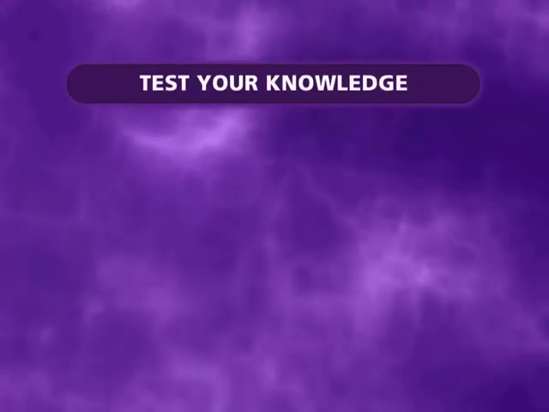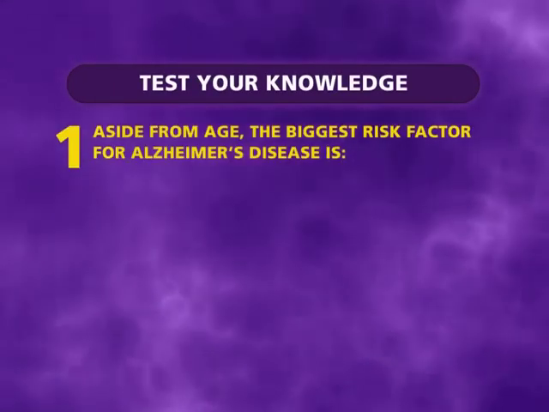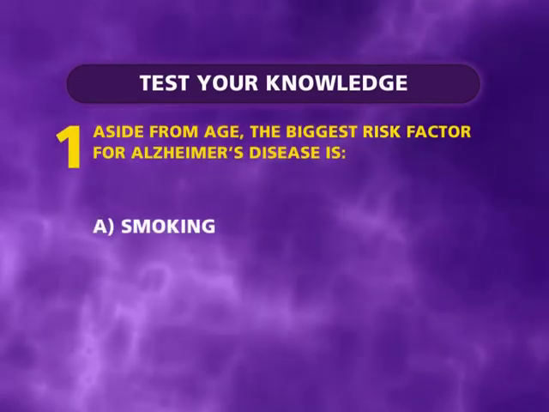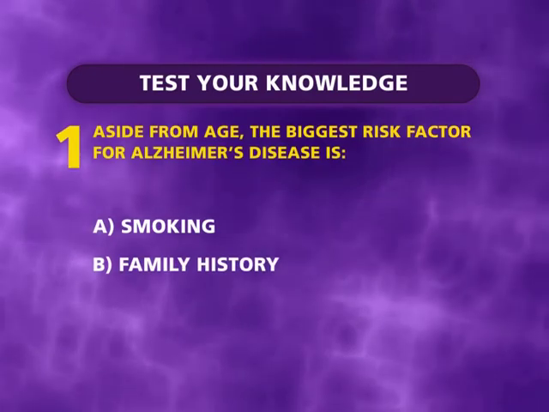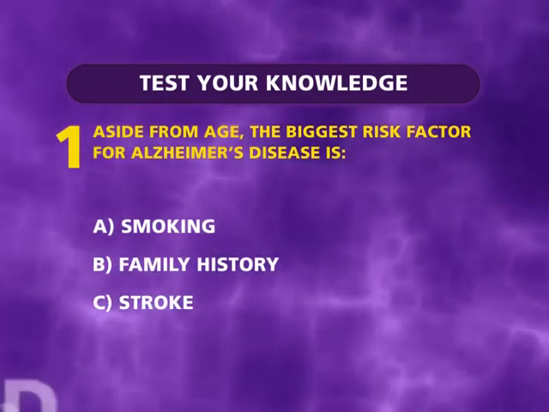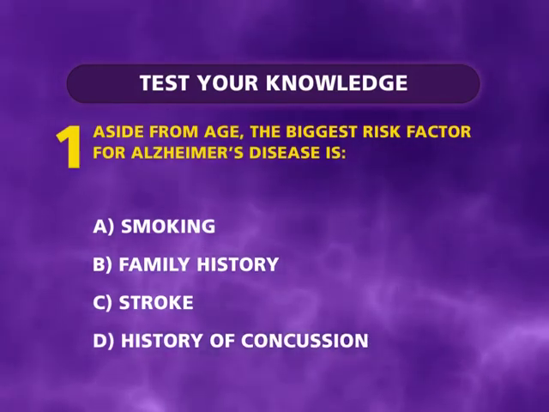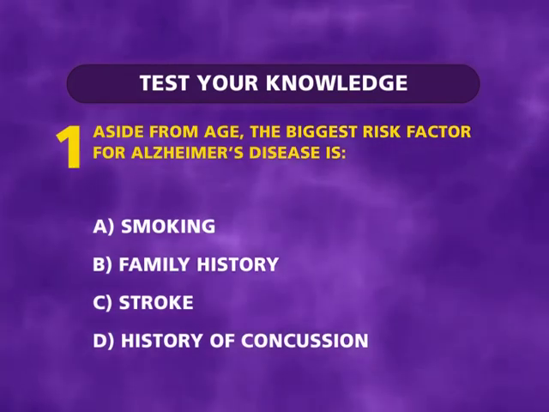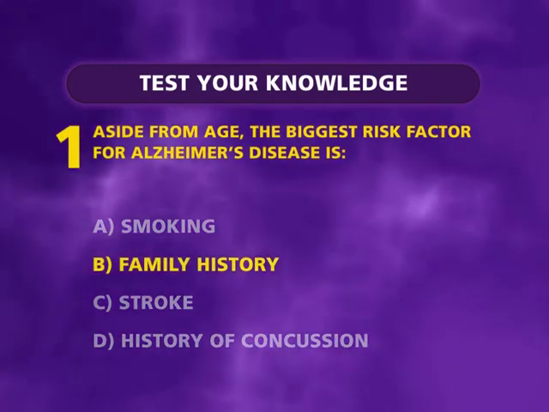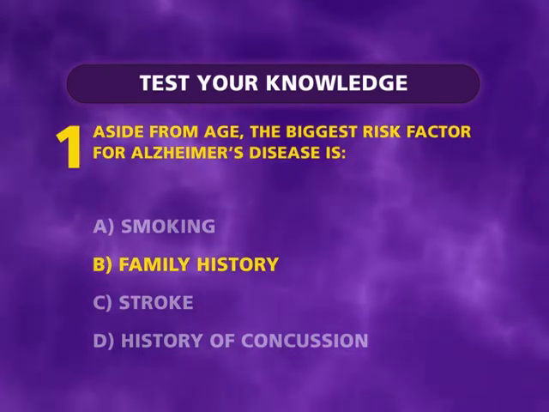Let's test your knowledge. Aside from age, the biggest risk factor for Alzheimer's disease is A. Smoking, B. Family history, C. Stroke, or D. History of concussion. The answer is B. Although all of these may be risk factors for Alzheimer's disease, family history is the most significant.